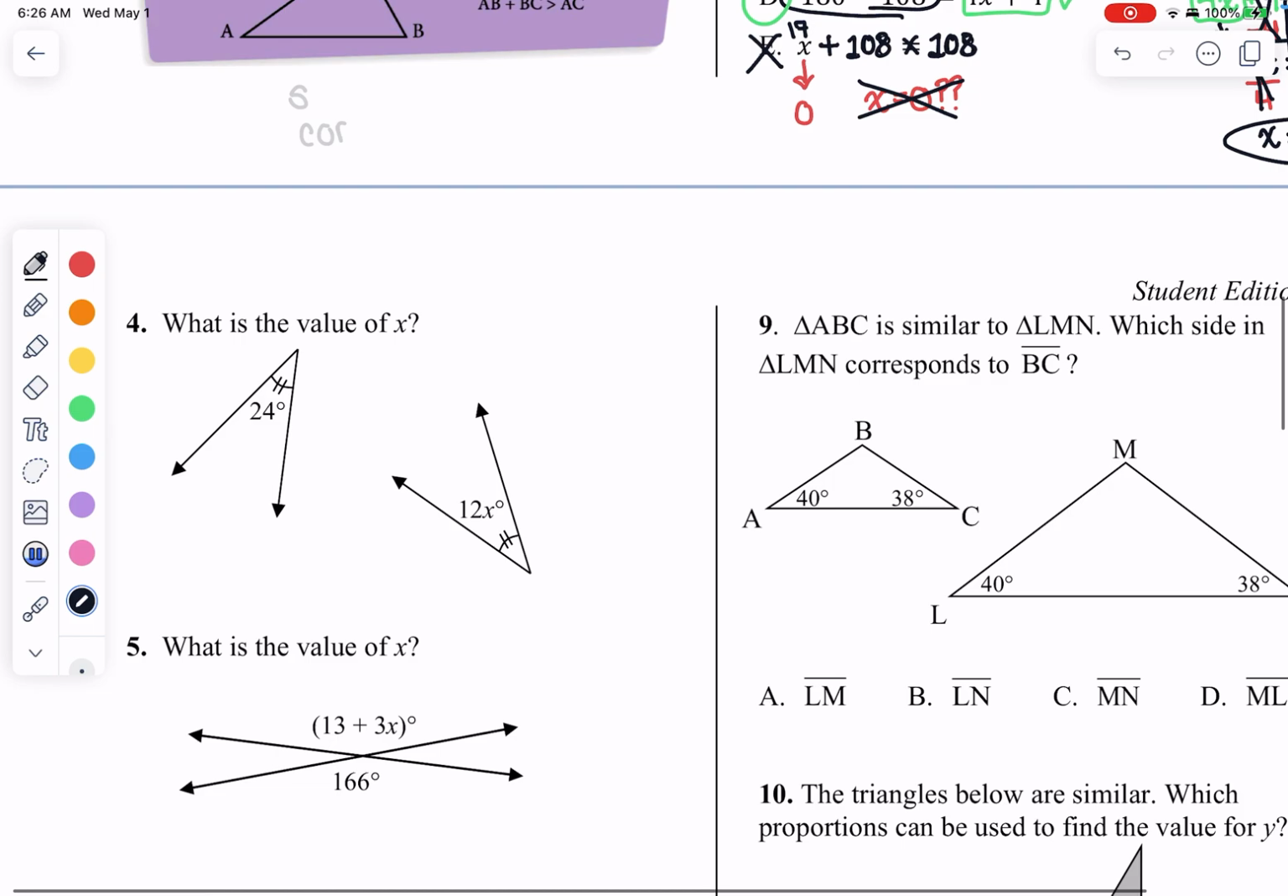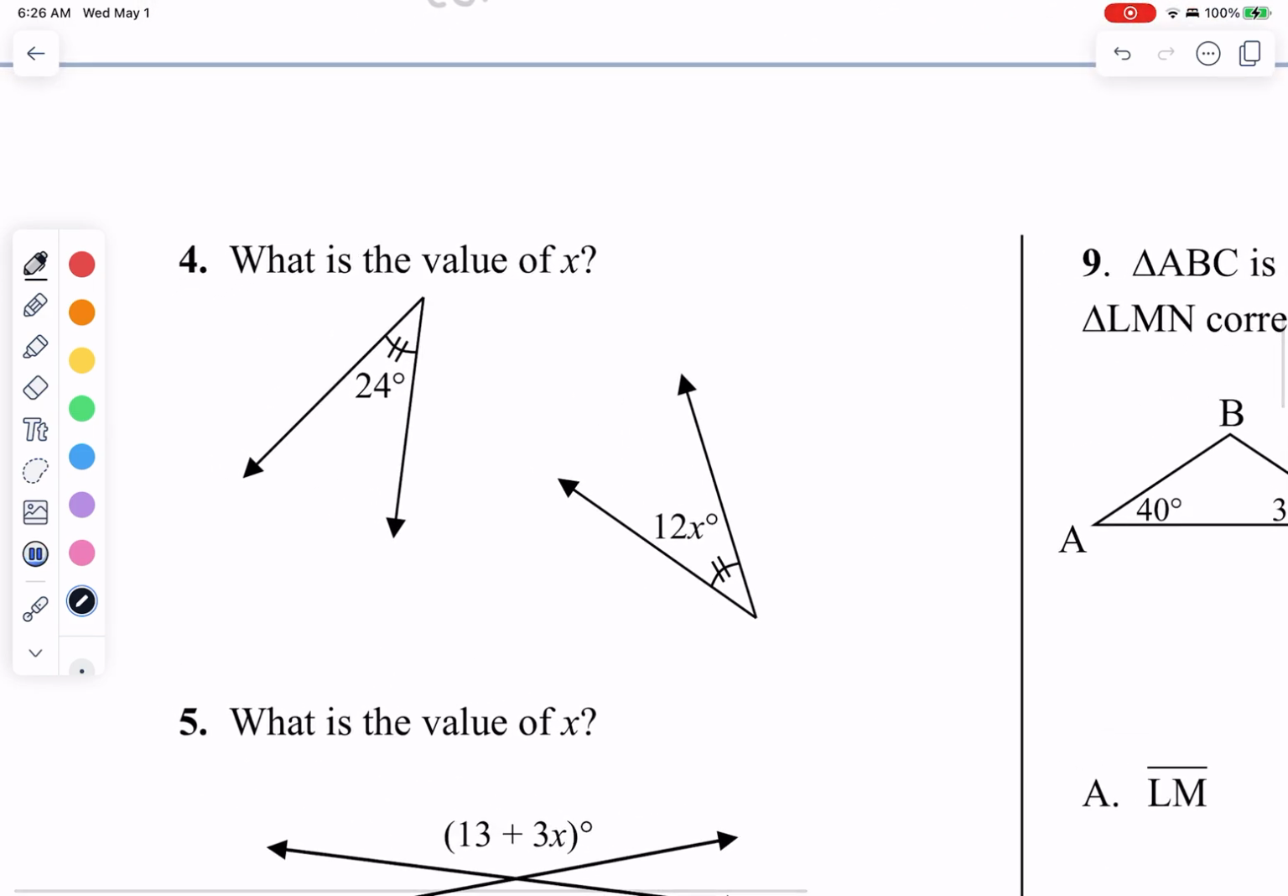Number 4 says, what is the value of x? Okay, this one is interesting. I don't know if we discussed this one in class before. Whoops. Can't get them all, people. What is the value of x?